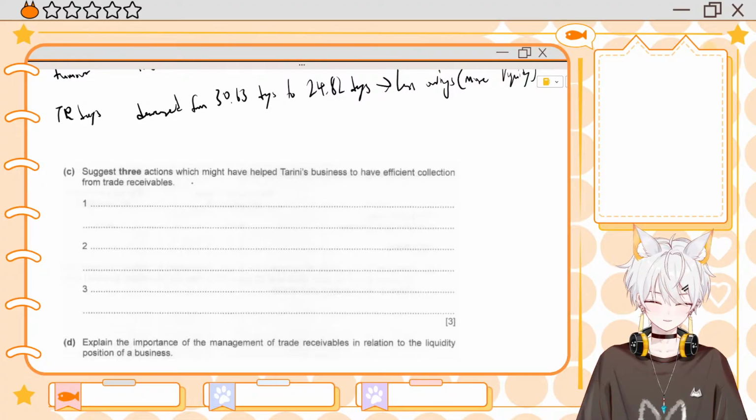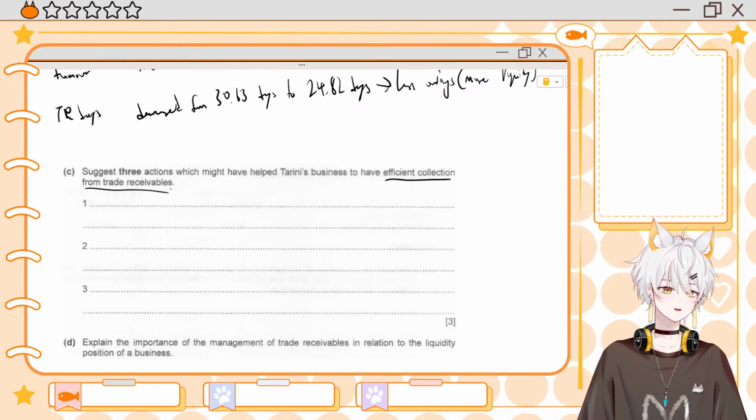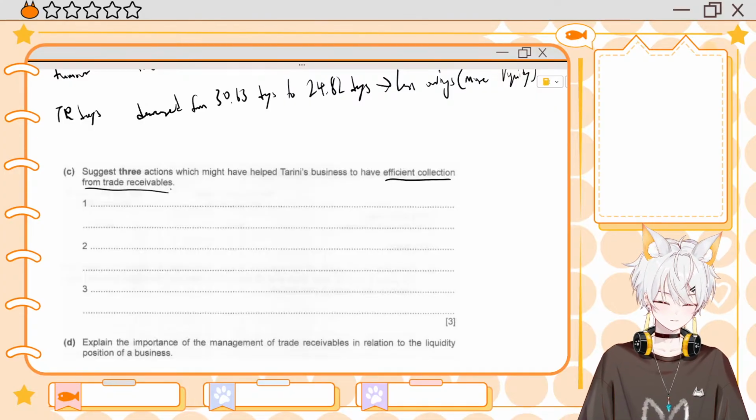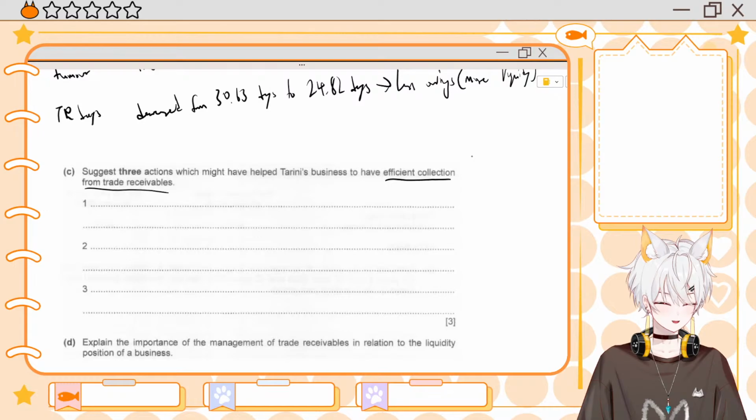Okay, then the next question would be part C, right? Suggest 3 actions that might have helped their business to have more efficient collection from trade receivables. Okay, so this one I did go through in the past, but I can just throw out a few ideas, right? So, more efficient collection, meaning you entice them, right?